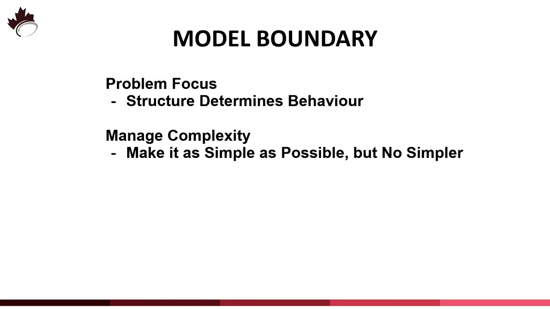The other idea is complexity. You want to keep the model, and this is a classic statement by Einstein, as simple as possible, but no simpler. That's important to recognize, that you really want parsimony. You really want to keep it simple if you can, but you need to be no simpler than you need to be, because you have to identify the problem and solve the problem you're interested in.